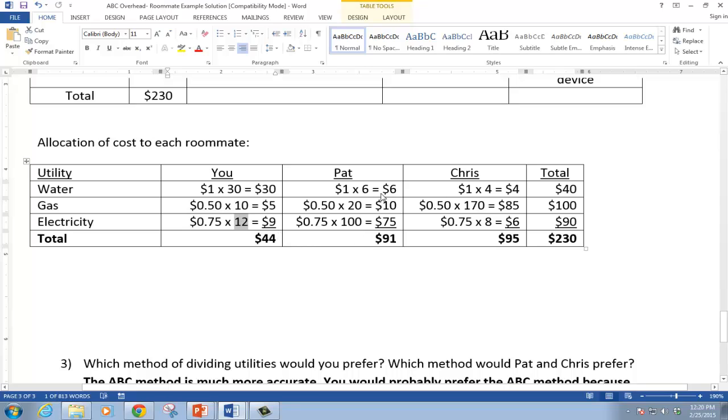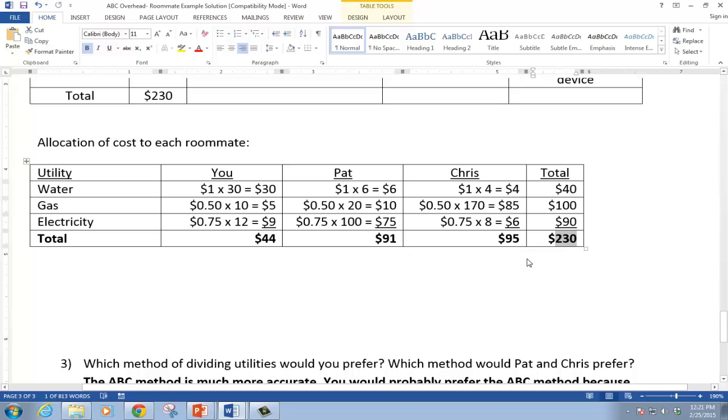Now, as you look at Pat and Chris, they still pay a small portion of the water bill. But Chris is going to pay the lion's share of the gas bill, and that makes sense because Chris does a lot of cooking and he probably uses most of the gas, assuming you have gas appliances. And Pat has a lot of electronic devices, so Pat will pay $75 of the $90 electricity bill, and that seems more fair since Pat probably uses more of the electricity. So in total, we get you paying $44, Pat $91, and Chris $95. The total is still $230, but it's just divided up differently among the three roommates.